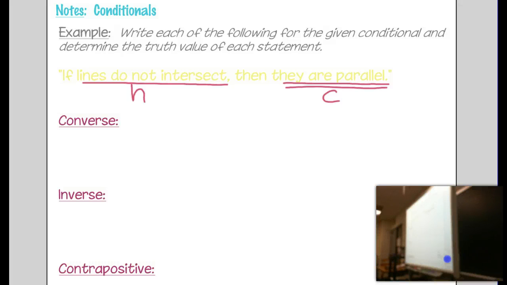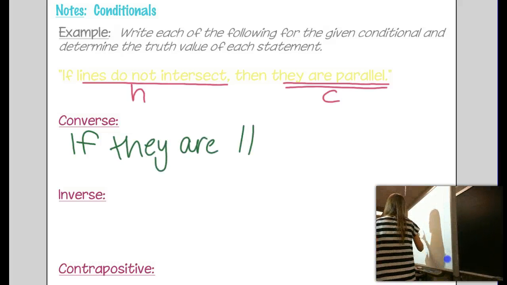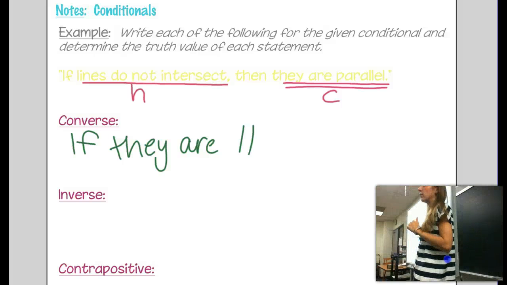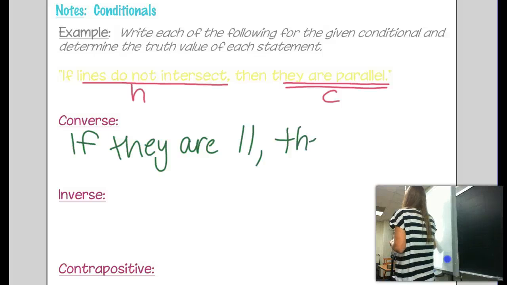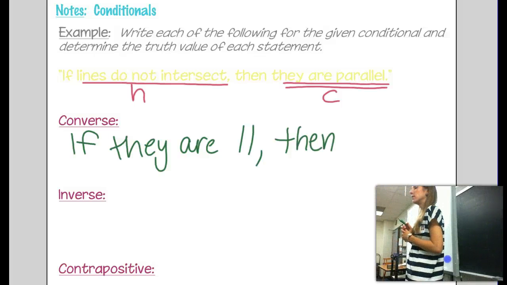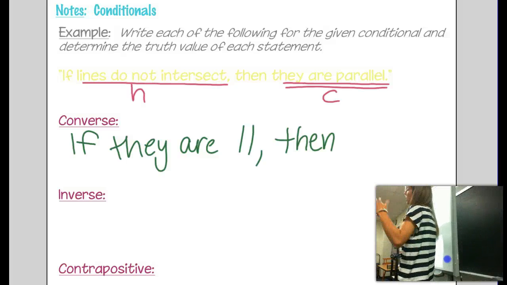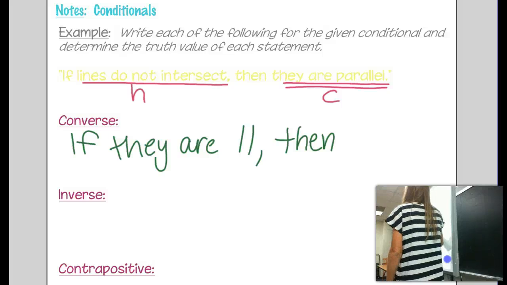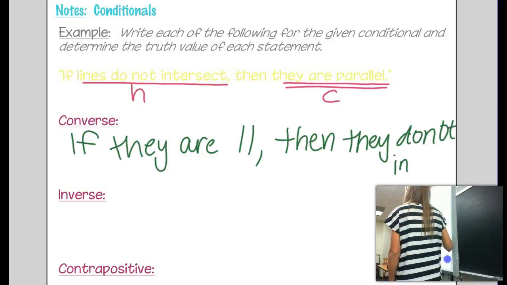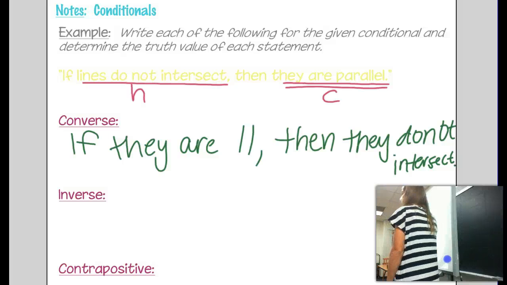Let's write the converse. What were you supposed to think of when you hear converse? Converse, reverse. We want to reverse the hypothesis and the conclusion. So I'm going to put if they are parallel. Good. Now let's write the conclusion. If they are, and I'm going to cheat, I'm going to use a symbol. If they are parallel, I'm not writing that word out, comma, then they do not intersect. You can put lines do not intersect, or they, it doesn't matter to me. Cool. That's how you do a converse.